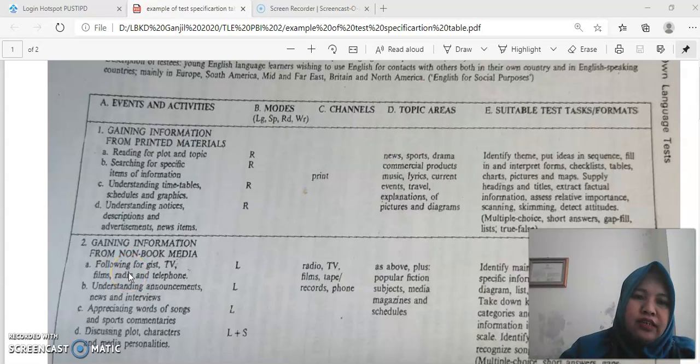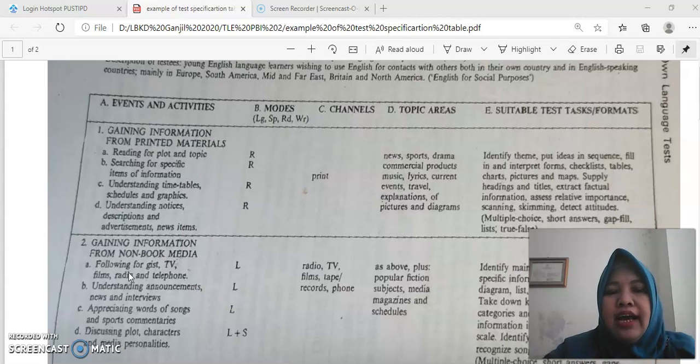Okay, good morning everyone. Today I would like to explain in a little more detail how to make the table of test specification for each language skill that we as English teachers are going to test.